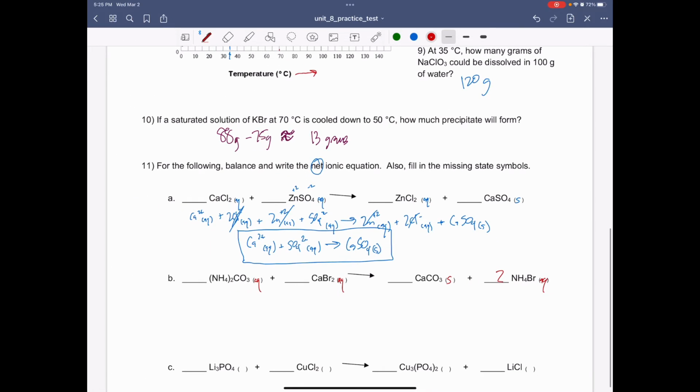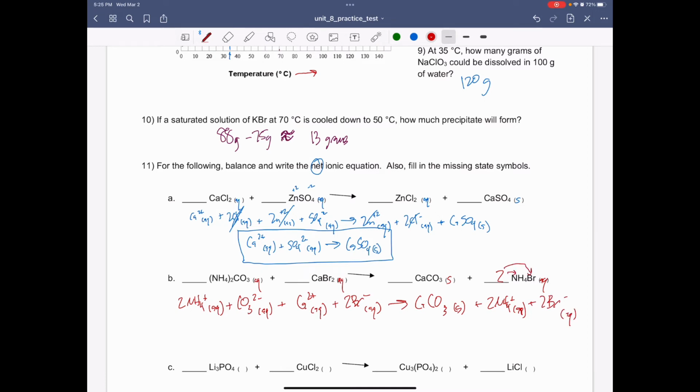So here we go. Now we can start breaking this apart. We got two ammoniums, they're plus 1 charges, those are aqueous, plus a CO3, that's a 2 minus, aqueous, plus a single calcium, which is a 2 plus, aqueous, plus 2 Br minus, aqueous. All right, so calcium carbonate is our precipitate, so that is just left like that as a solid, plus, now we have to break this apart. 2 NH4 pluses, aqueous, plus 2 Br minuses, aqueous. Again, it's 2 Brs and 2 ammoniums, that's why those numbers are there. So that's the complete ionic equation.